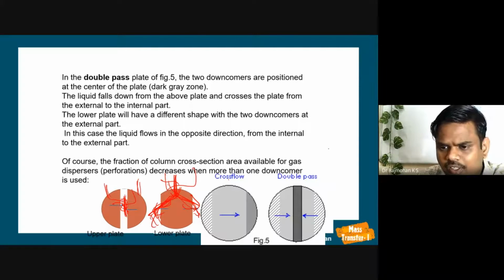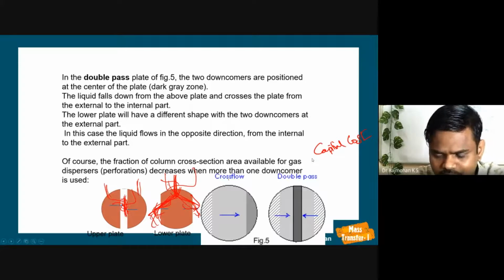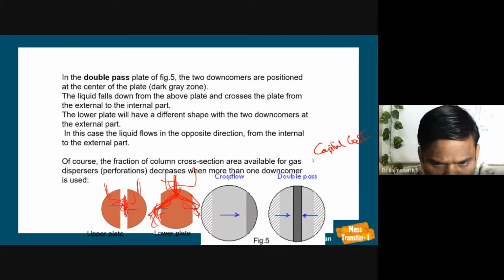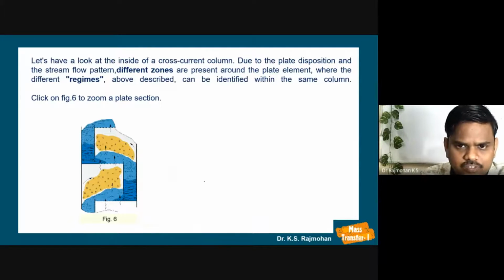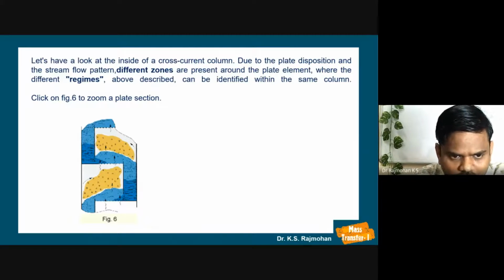So it all depends upon the capital cost we can afford, right? Obviously the cost is going to be different from a simple design, a simple downcomer. This is what we have, different zones which we explained earlier also. So the liquid will be going in this fashion. From upper plate to lower plate, this blue color shows the liquid falling from the upper plate to the lower plate. So here we are having this one.